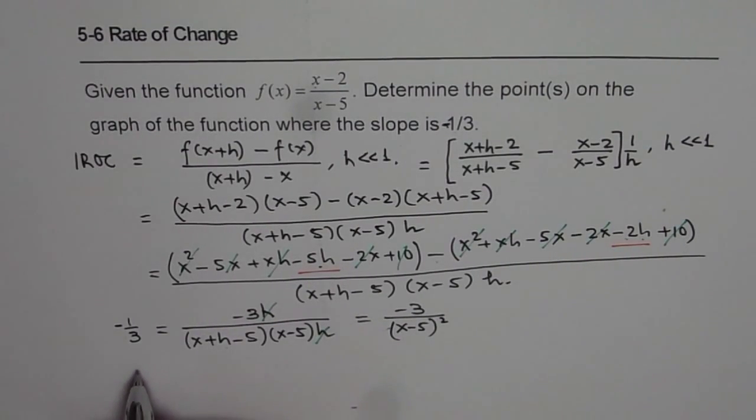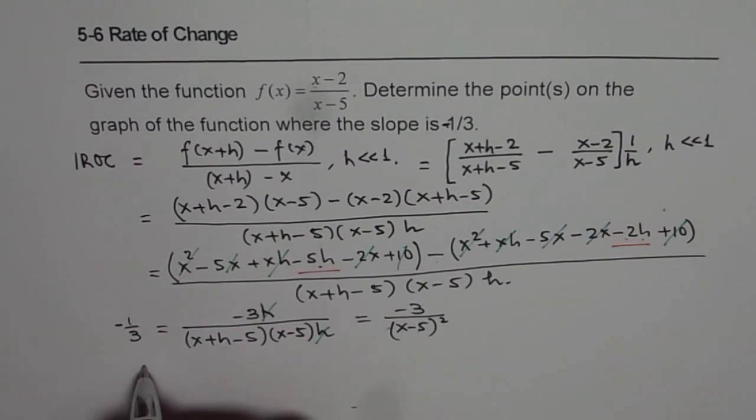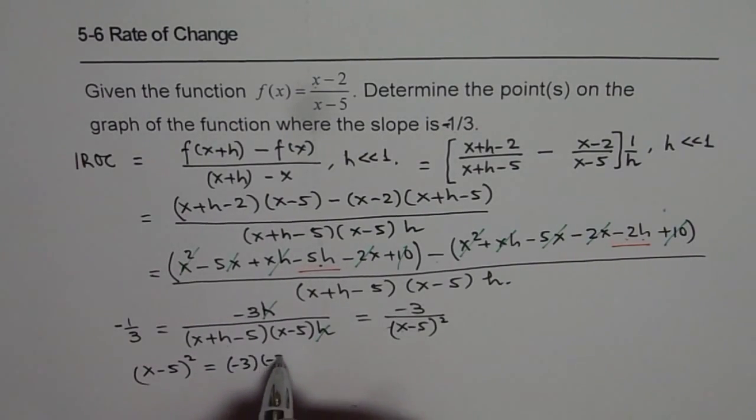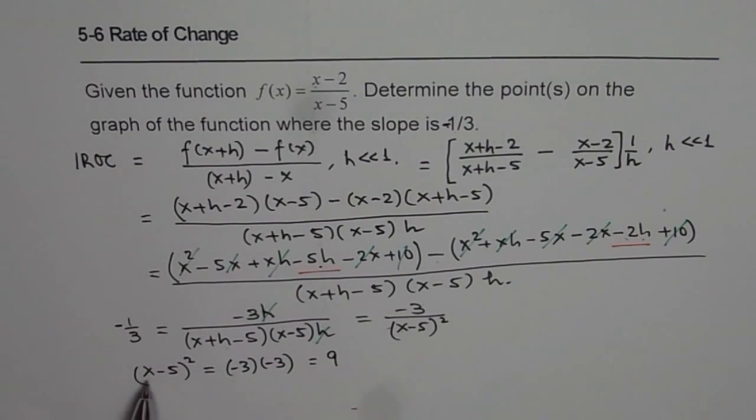So we have our equation as minus 1 over 3 equals minus 3 over (x minus 5) whole square. So when you cross multiply, you get (x minus 5) whole square equals minus 3 times minus 3, correct? Which is 9. Now we can actually take the square root and then solve. So let me solve it on the right side, or we can just find the solution here itself.